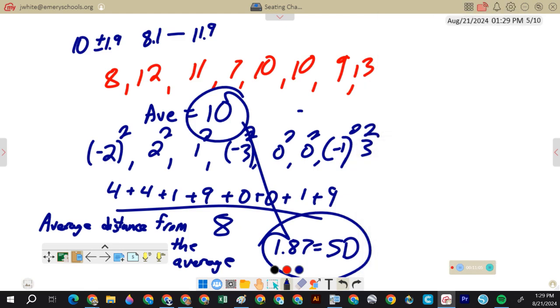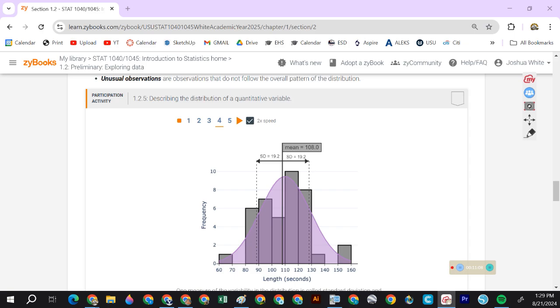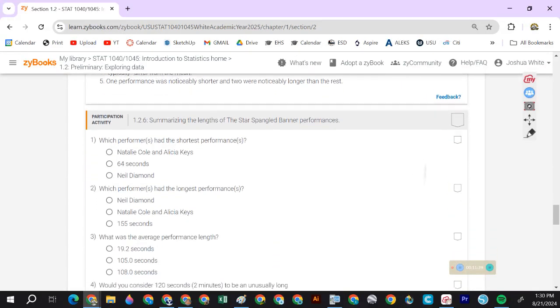Okay, so going back here, that is the standard deviation, 19.2. How is that calculated? It is the average distance from the average. So the low was Neil Diamond, took somewhere between 60 and 70 seconds. And the high was Alicia Keys and Natalie Cole, somewhere between 150 and 160. All right. So go ahead, answer these.